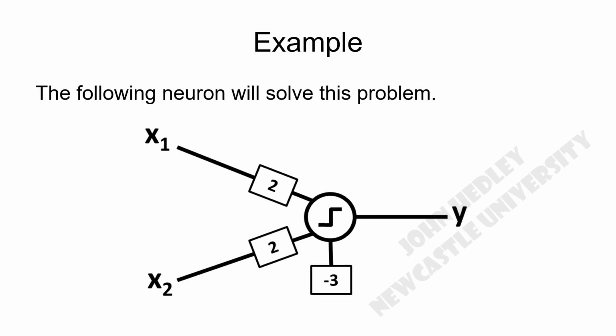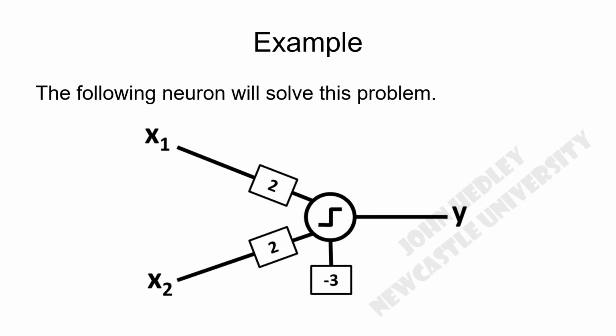Next, we will try x1 equal to 1 and x2 equal to 0. We get 2 times 1 plus 2 times 0 minus 3, which is minus 1, so our hard limiter outputs 0, and so our neuron output is 0. If we have x1 equal to 0 and x2 equal to 1, we get 2 times 0 plus 2 times 1 minus 3, which is minus 1, so our hard limiter outputs 0, and so our neuron output is 0.